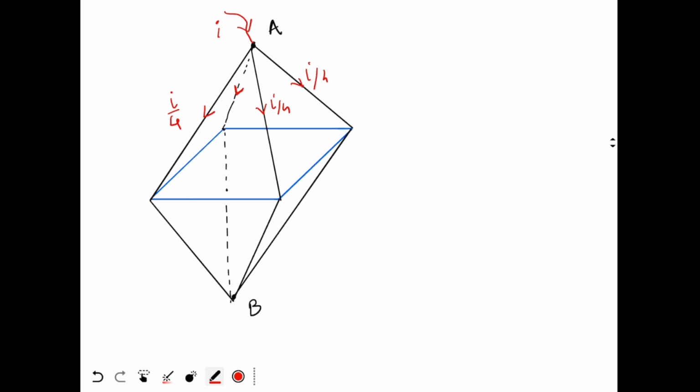Correct. Similarly, the current entering over here, I, should also exit from B. So current coming out of B will be I again. By symmetry the current coming out should come equally from all the four branches because all the four branches are identical. The path is identical. So here we should get I by 4, I by 4, I by 4 and I by 4 like this. All the four branches should get I by 4.